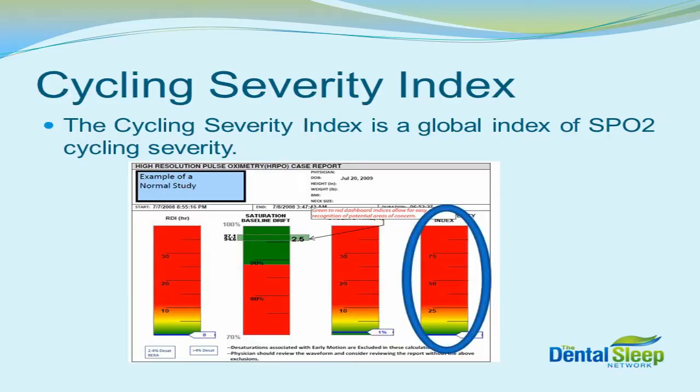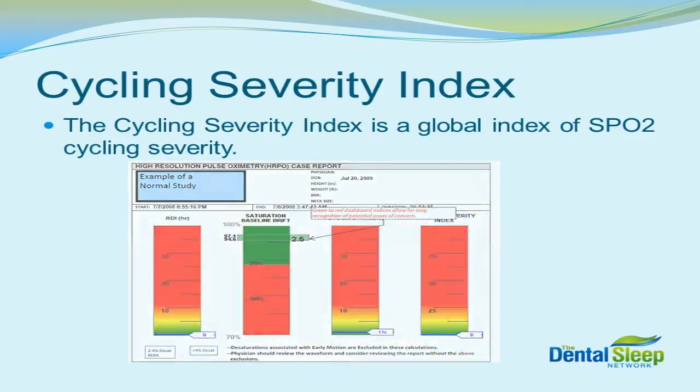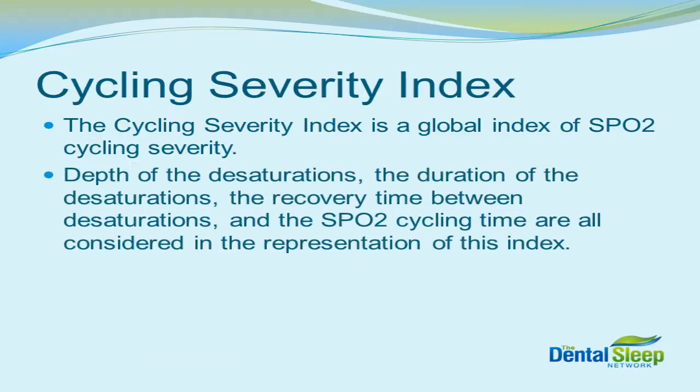And again, similar to the other graphs we're using, green is considered mild risk, yellow to orange is considered moderate risk, and anything in the red range is considered high or severe risk. In calculating the cycling severity index, you'll look at several factors, including the depth of the desaturation. For example, if a desaturation goes from 96 to 92%, that still qualifies as a desat because it's 4%.